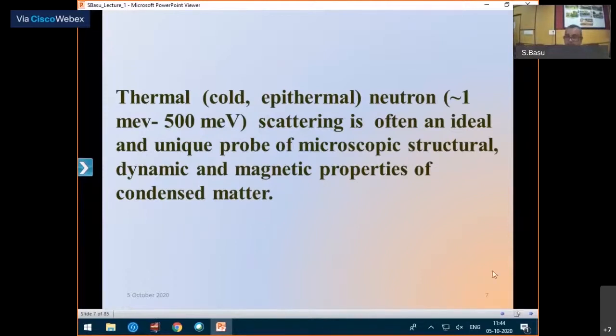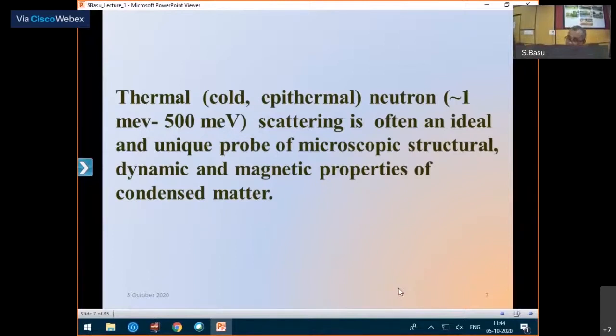They are an ideal and unique probe of microscopic structure and dynamics because their wavelength is typically in the range of 1 angstrom. It can be 1 angstrom, 4 angstrom, 5 angstrom, but in the range of angstroms. And many length scales in condensed matter match this wavelength. This is also true for X-rays. What made Laue think that we can do diffraction. So it makes it an ideal tool for structure or, in general, for diffraction.